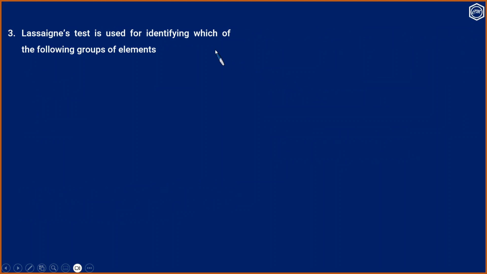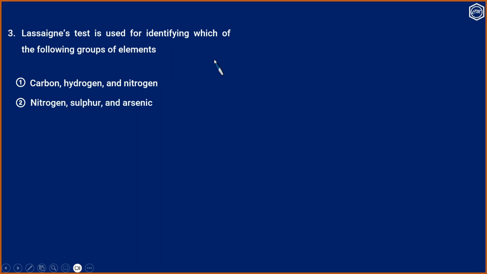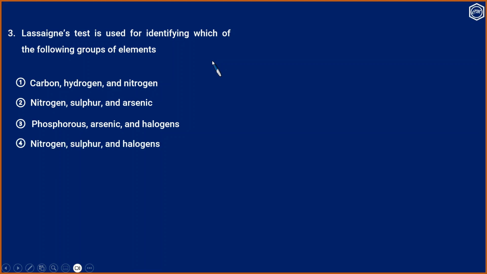Third question. Lassaigne's test is used for identifying which of the following groups of elements. Option 1, carbon, hydrogen and nitrogen. 2, nitrogen, sulfur and arsenic. 3, phosphorus, arsenic and halogens. 4, nitrogen, sulfur and halogens.